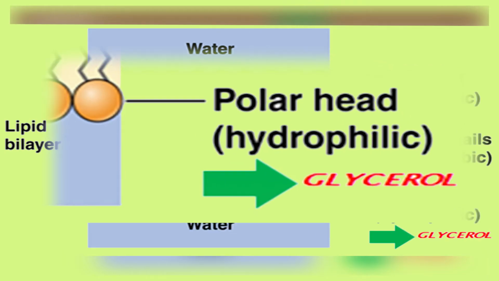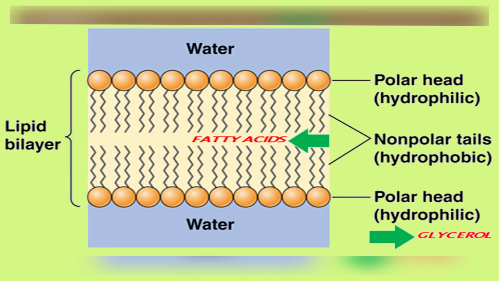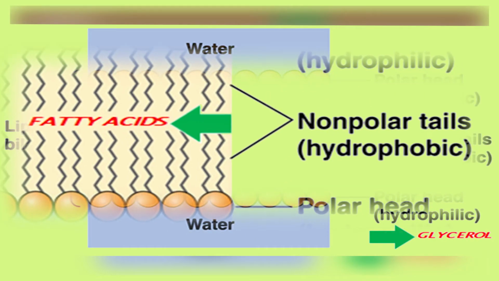The phosphate group is the negatively charged polar head na binubuo ng glycerol, which is hydrophilic or soluble in water, kaya tinatawag na water-loving. Meanwhile, the fatty acid chains are the uncharged, nonpolar tails. Ang isang tail ay unsaturated fat, while the other is saturated fatty acid. And both are considered hydrophobic or water-fearing kasi binubuo ito ng fatty acids which are not soluble in water.